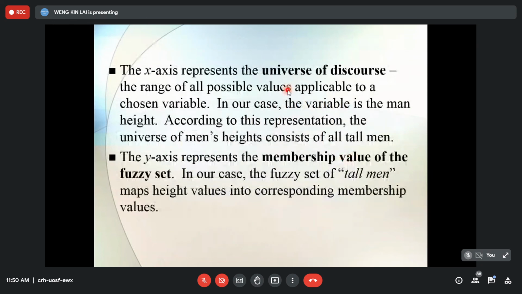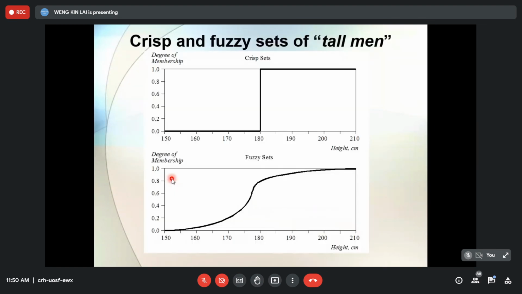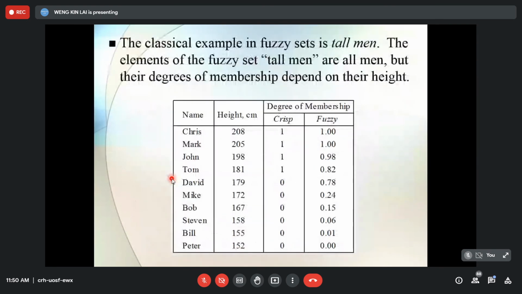The universe of discourse is the range of all possible values applicable to a chosen variable. So in our case, the variable is the person's height. So according to this representation, the universe of man's height, right? This universe of discourse consists of all tall men, right? So this is a tall man. So this one, we say that John is a tall man with a membership of 0.98. David is a tall man, membership of 0.78. Mike is a tall man, membership of 0.24, and so on.